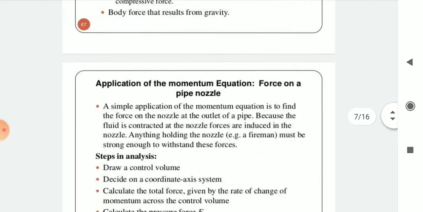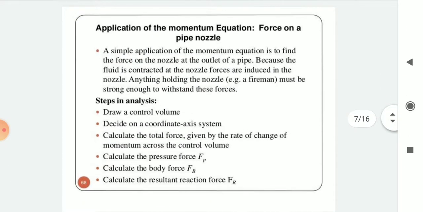So, application of the momentum equation: force on a pipe nozzle. A simple application of the momentum equation is to find the force on the nozzle at the outlet of a pipe. Because the fluid is contracted at the nozzle, forces are induced in the nozzle. Anything holding the nozzle, for example a fireman, must be strong enough to withstand these forces. What are the steps in analysis? There are different steps for analysis.